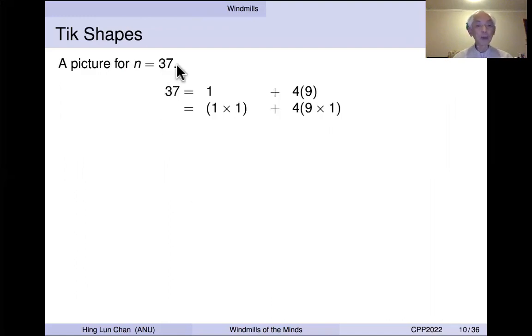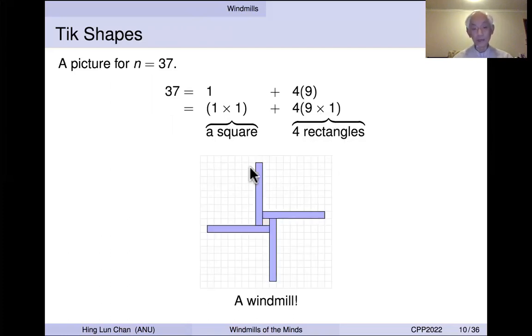37 is a tick number, and so we express it as 1 plus 4k, k being 9 in this case. The first one is equal to 1 times 1, and 9 is equal to 9 times 1. This can be given as a square, and 9 times 1 can be represented by 4 rectangles, like this, which forms a windmill. And by 9 times 1, I mean horizontal 9 and vertical 1.